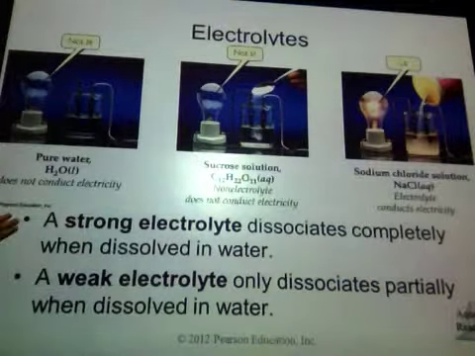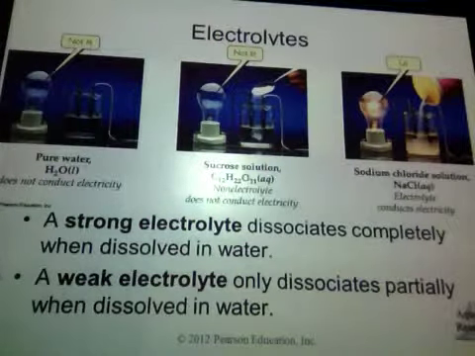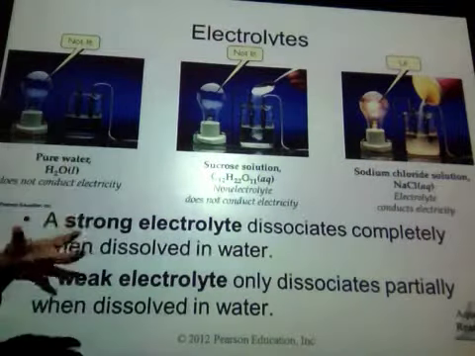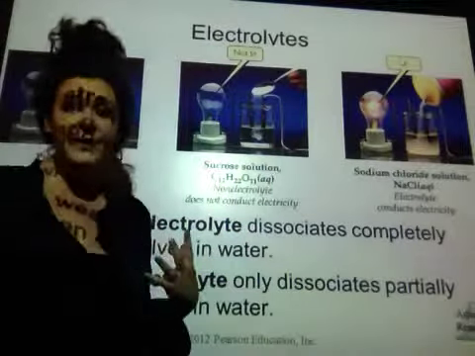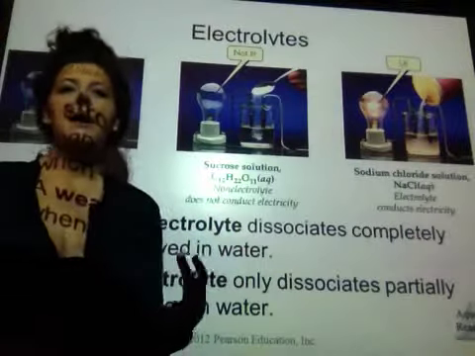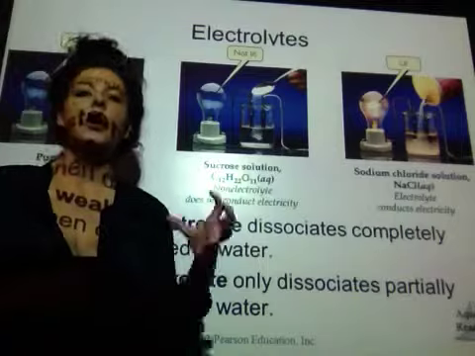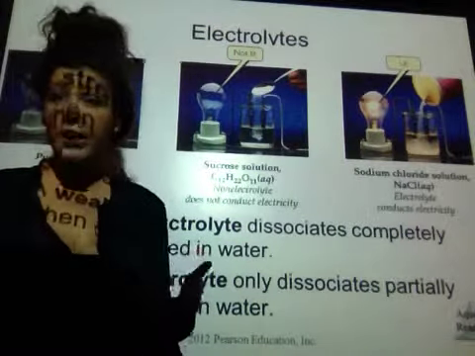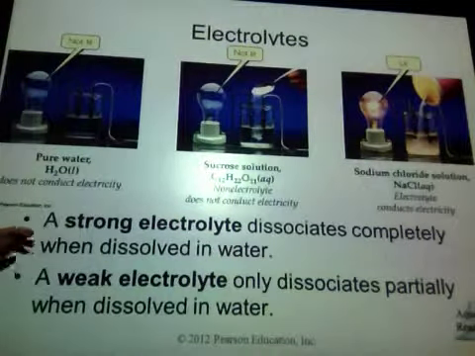Now, a strong electrolyte dissociates completely when it's dissolved in water. That means if I start with NaCl and dissolve it in water, the only things in that water are sodium ions and chloride ions. I'm not going to see any salt left in that water. So a strong electrolyte is something that will dissociate completely.